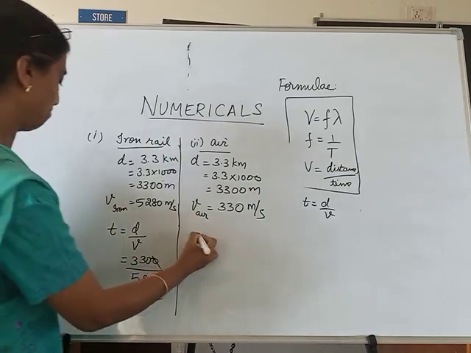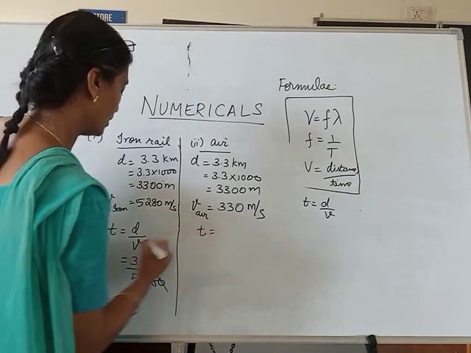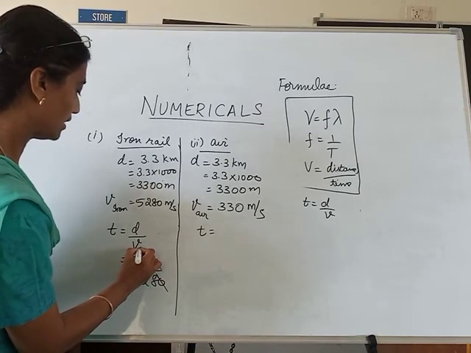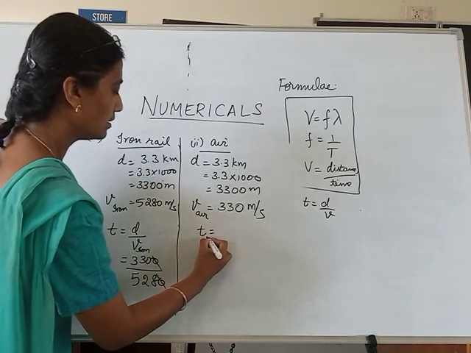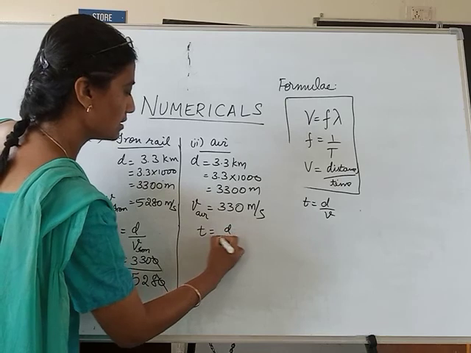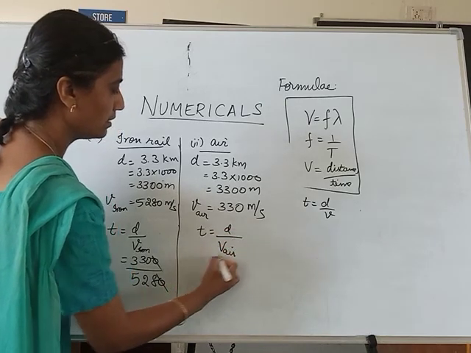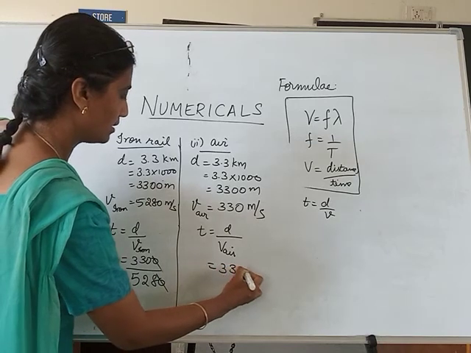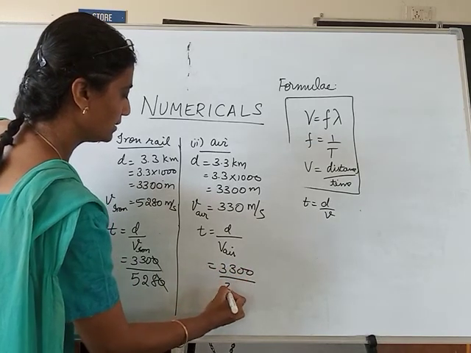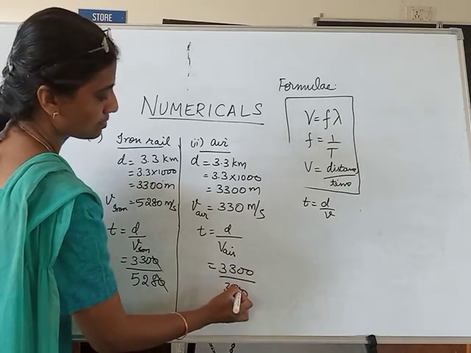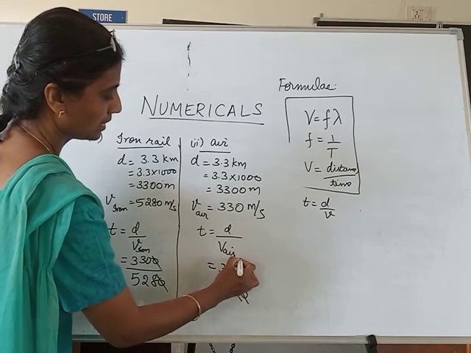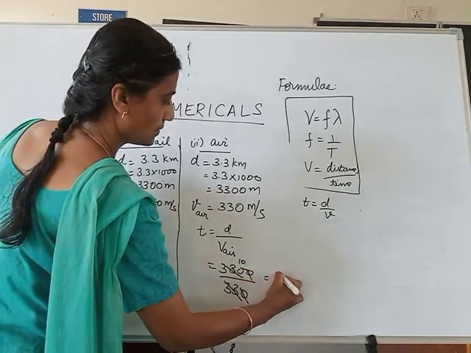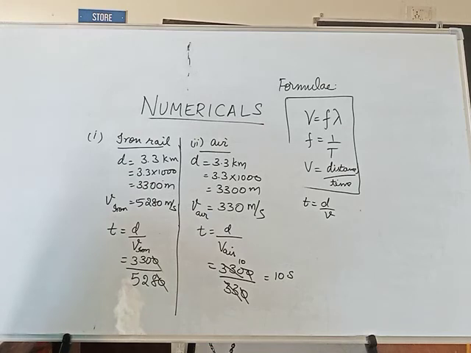And here again, time in air will be distance upon V in air, that will be 3300 divided by 330. So this will be 10 seconds. Okay, this cutting will be very easy, 10 seconds.